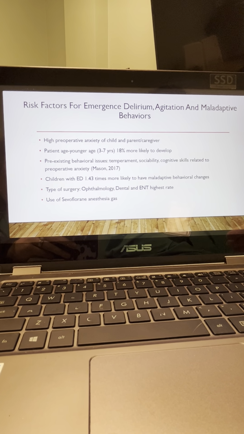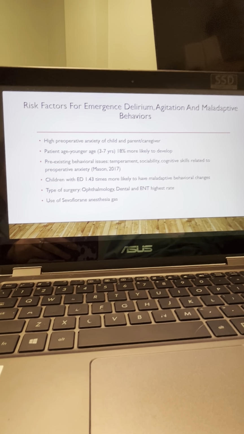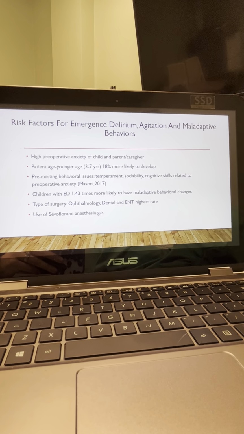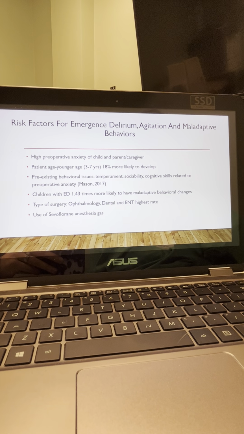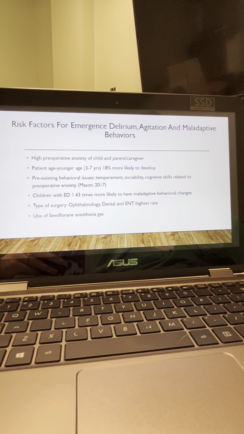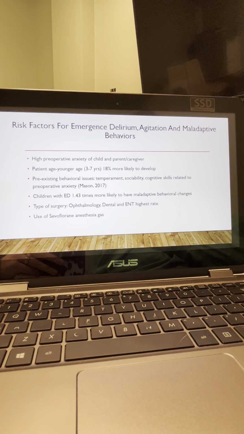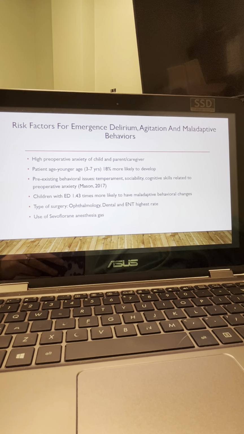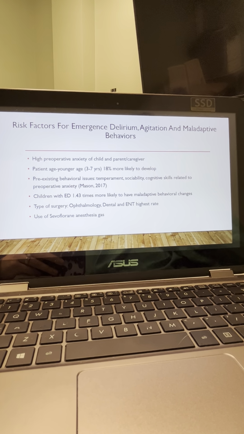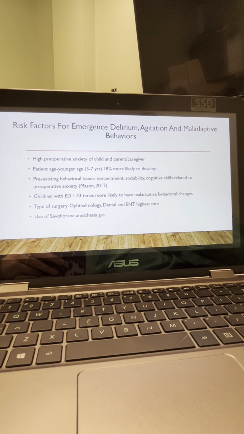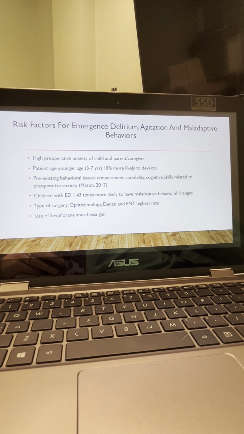So risk factors, what kind of are the risk factors for these behaviors? So high preoperative anxiety of the child and parent caregiver, that's like in a ton of research. If you can get the parents and caregivers' stress level down, the child pulls from that, and so if you can get them down, they're going to be a little bit better. Patient age, younger, 3 to 7 years old, are 18% more likely to develop emergent delirium. Any pre-existing behavioral conditions, so temperament, cognitive skills, sociability, coping mechanisms, if they lack those, their risk factor is much higher.